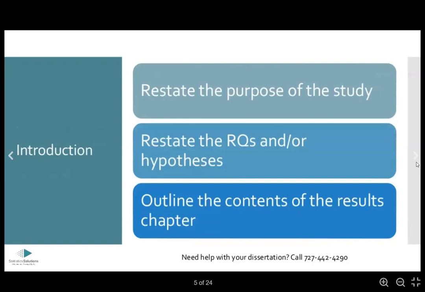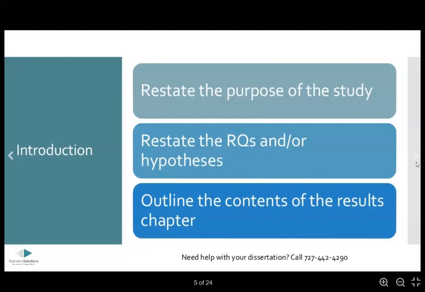So to start off, you will provide an introduction. The main objective of your introduction is to reorient the reader to your study and then to preview what you will be talking about in this chapter. Remember that by the time your reviewer has gotten to this chapter, they would have read chapters 1, 2, and 3, and it's most likely pretty lengthy.